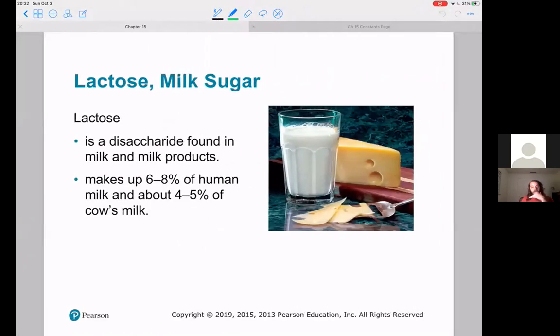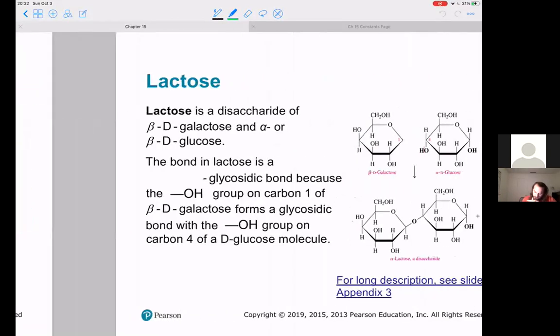Lactose. Lactose is that disaccharide primarily found in milk, both in human breast milk, but also in cow milk. People are lactose intolerant because we all have the gene to be able to digest lactose. In some people, it gets turned off as they develop into adulthood, and in other people, it doesn't. So some people are able to digest lactose into adulthood, and other people aren't.